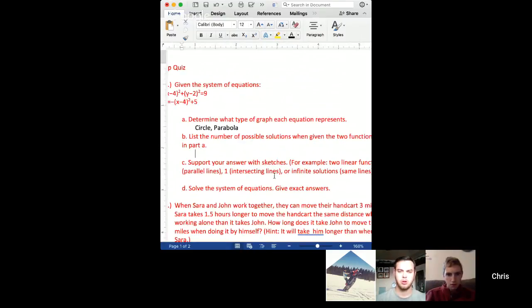Oh, well, I think there could be 4 solutions. If you think about a circle and then a parabola on top of it, I think there could possibly be 4 spots where there could be an intersection. Can't think of a way that there could be more than that.